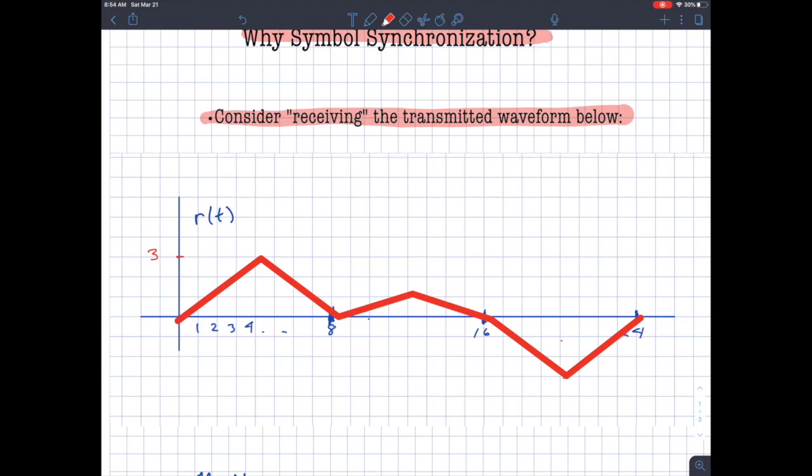So we see in the first symbol interval I've got an amplitude of 3. The second symbol interval I have an amplitude of 1. And for the third symbol interval I have showing up here a -3. So you get the idea. We've done this many times.